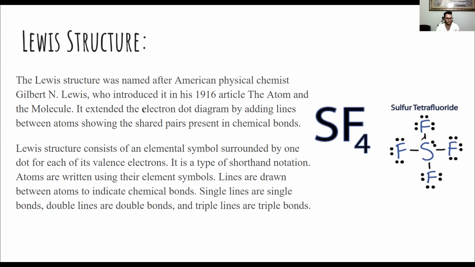When it's a single line, it's a single bond. When it's a double bond, there are two lines. When it's a triple bond, there are three lines between the atoms, like you can see here on the sulfur tetrafluoride. Here there are single bonds between sulfur and fluorine, and these dots here are lone pairs completing the octet for each atom of the molecule.